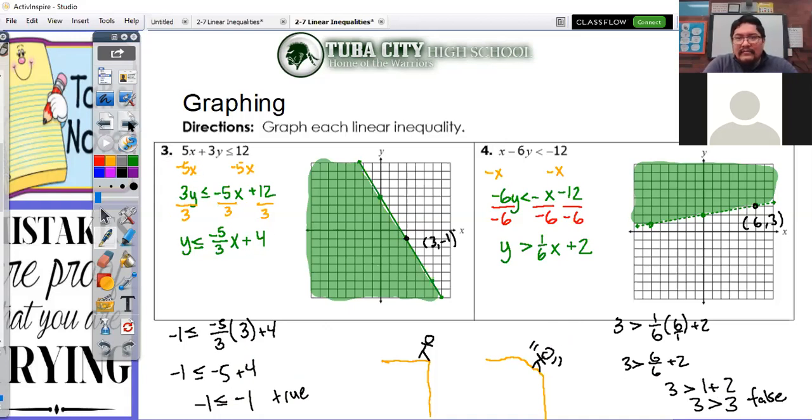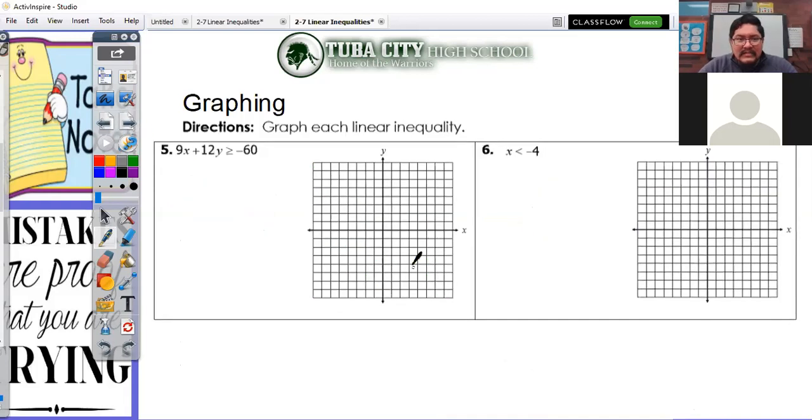All right, so let's go ahead and move on to the next one. So same thing with these ones here. We are going to need to put it into slope-intercept form. And I got to get this x out of here. So 12y greater than -9x. And the 60 is also negative. So that means I'm going to have to put that in there, just like that. And it looks like I'm going to have to divide everything by 12.